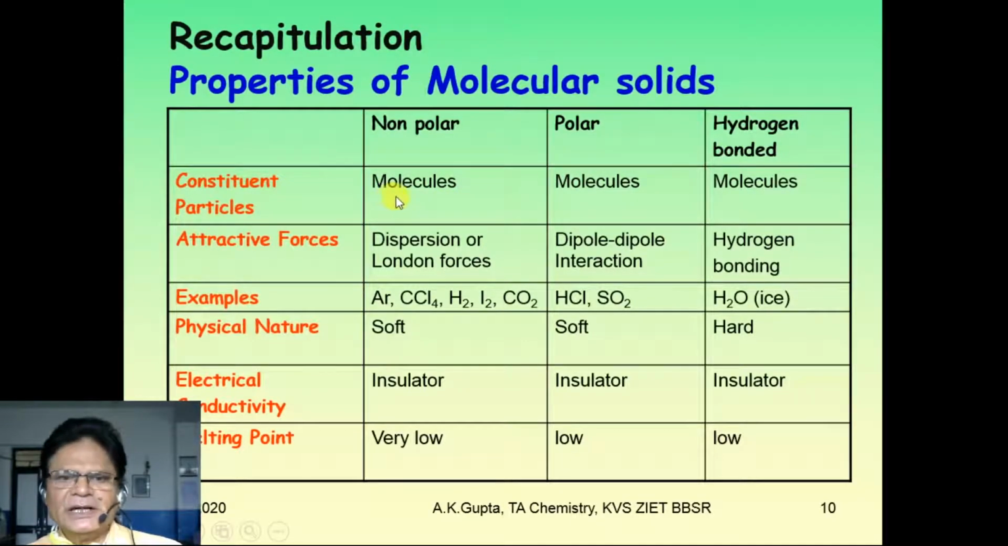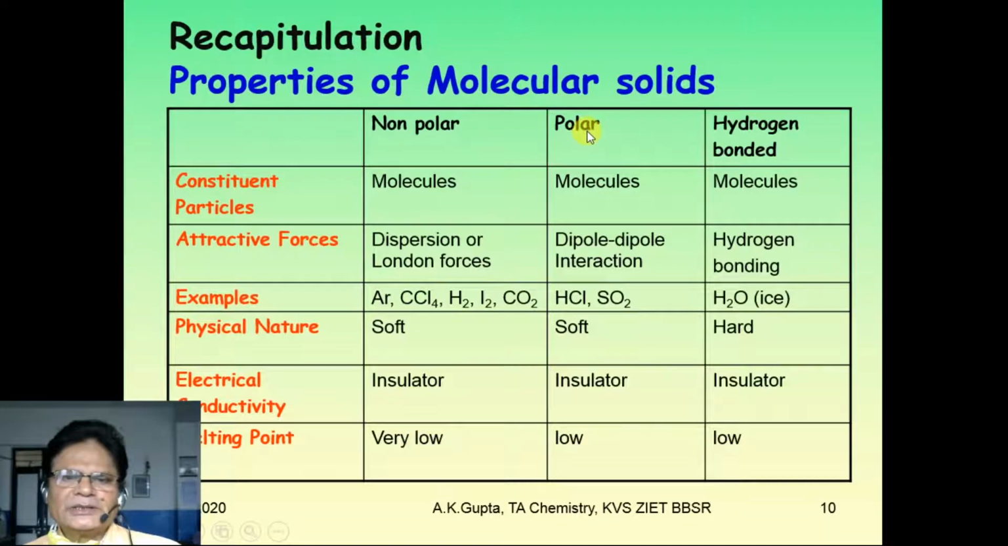Constituent particles are the molecules in all the 3 types of molecular crystals. The attractive forces are London dispersion forces in case of non-polar, and in case of polar molecular solids, the attractive force is dipole-dipole interaction. In case of hydrogen bonded molecular solid, the attractive force is hydrogen bonding. Examples of non-polar molecular solids are argon, carbon tetrachloride, hydrogen iodide, and CO2. These are very soft, they are insulators and they have low melting point.